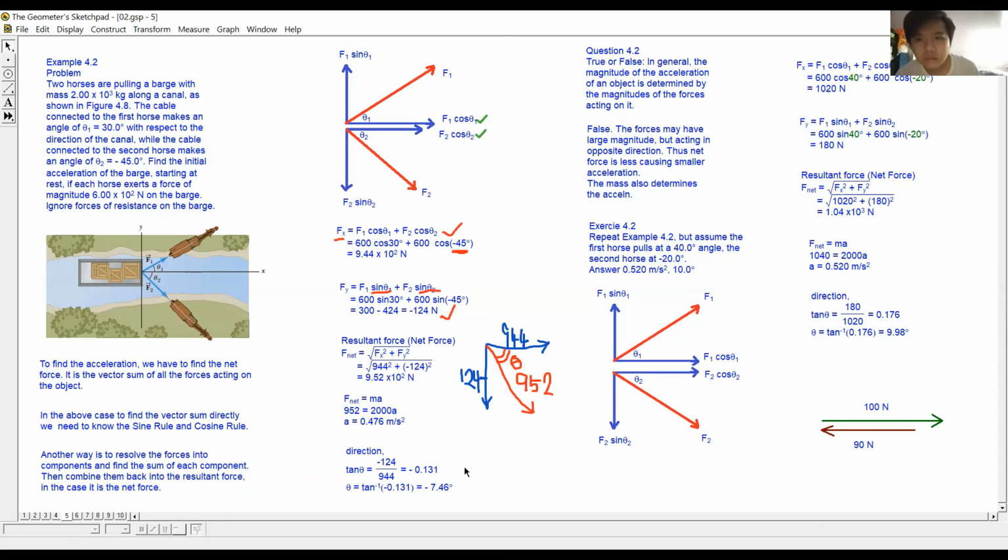Okay, so you get negative 7.46, and this is the angle coming down. If it's going up, it's a positive angle. If it's coming down, it's clockwise, then it's a negative angle here, right? The negative shows that it is below the horizontal line. So this is the answer.